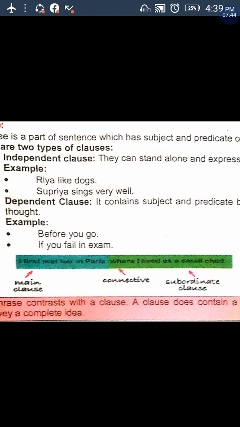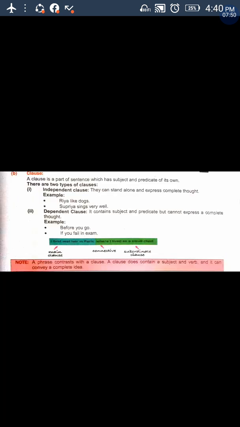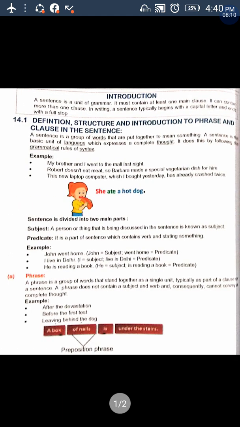Now see here, since I have told you all that, I shall explain to you all what is a subject and a predicate. When I explained clause, I said a clause is a part of a sentence which contains a subject and a predicate of its own. Now what is a subject? Coming up to the explanation again. See here, I have typed for you all.